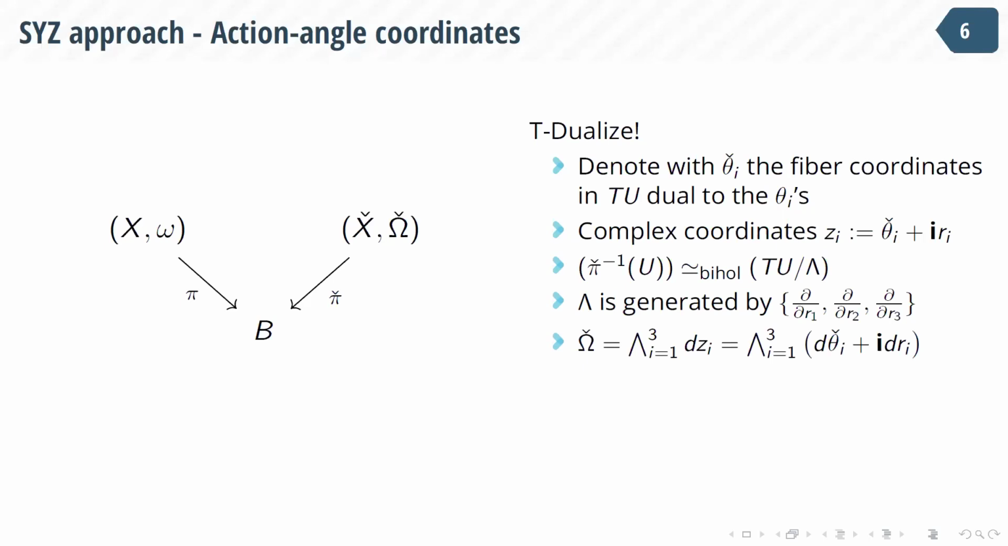As I was saying before, with the assumption of the affine structures lying in the special linear group, we can form a globally defined holomorphic volume form that induces the complex structure. With this setting, we say that the pair X, omega and X check, big omega check form a semi-flat mirror pair.